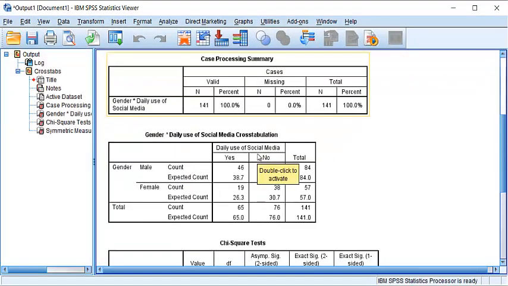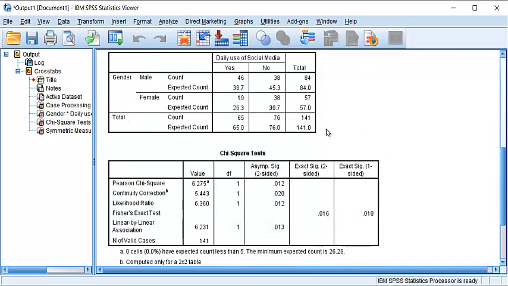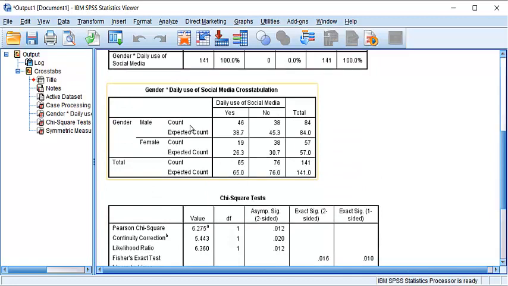So here are the results. Case processing summary, leave it. The important table is the second one. It contains all the observed as well as expected frequencies computed by SPSS, and we can see that the observed, for example, in the first column of yes and male members, 46 members are giving yes. However, the expected frequency is 38.